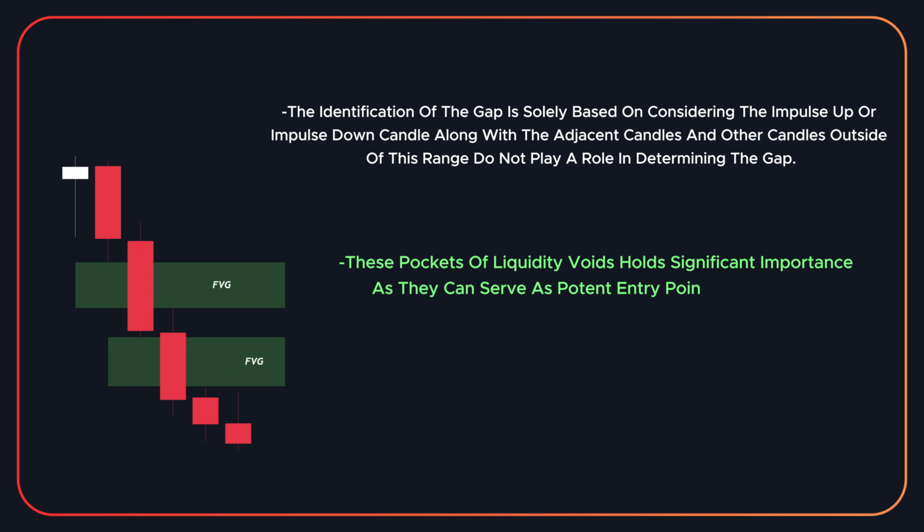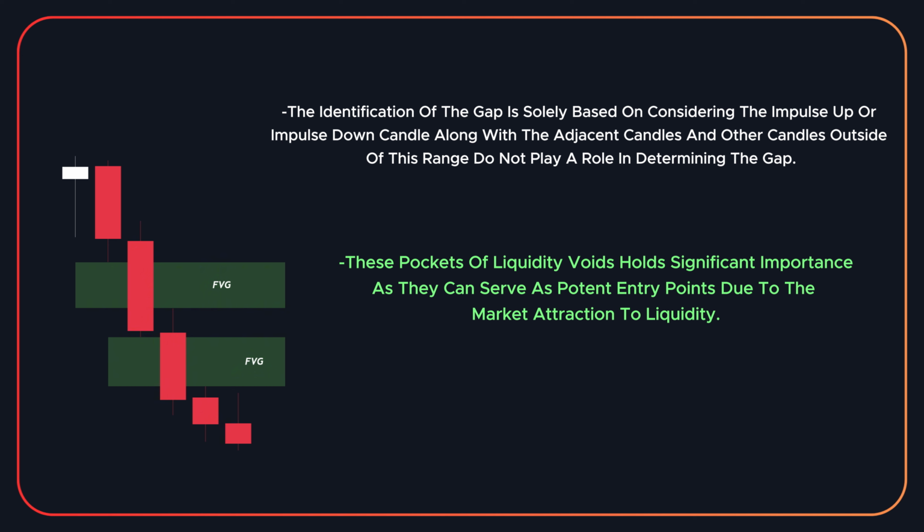And these pockets of liquidity voids hold significant importance, as they can serve as potent entry points due to the market's attraction to liquidity. And when the price is inclined to move downward, it aims to clear the potential liquidity zones above it. And these zones become more favorable regions, where the price may witness an upside movement, only to fill the fair value gaps, and then it continues its bearish trend.